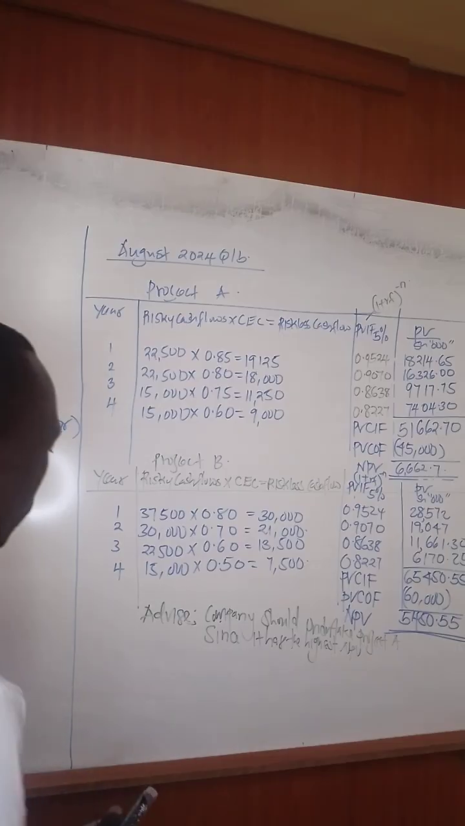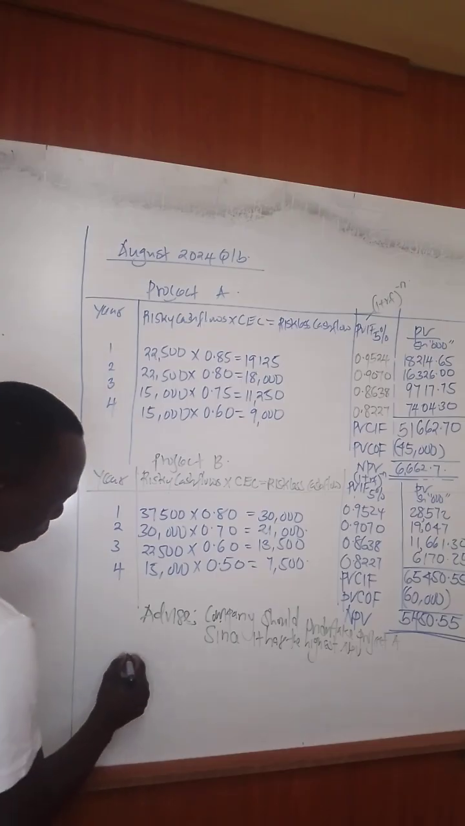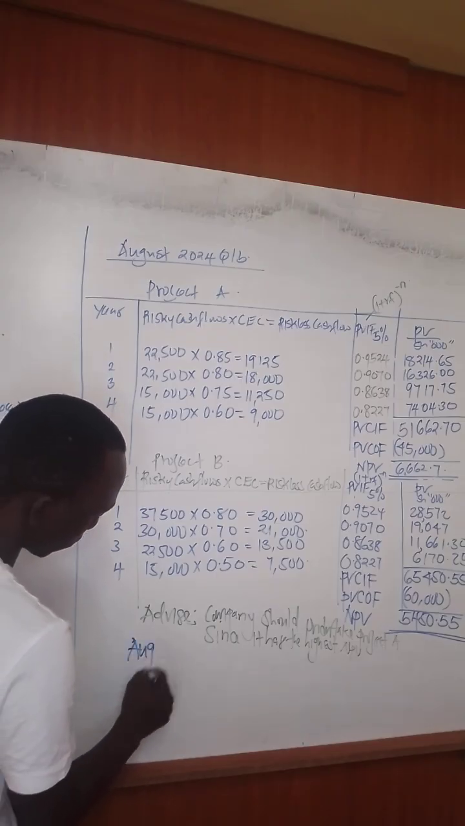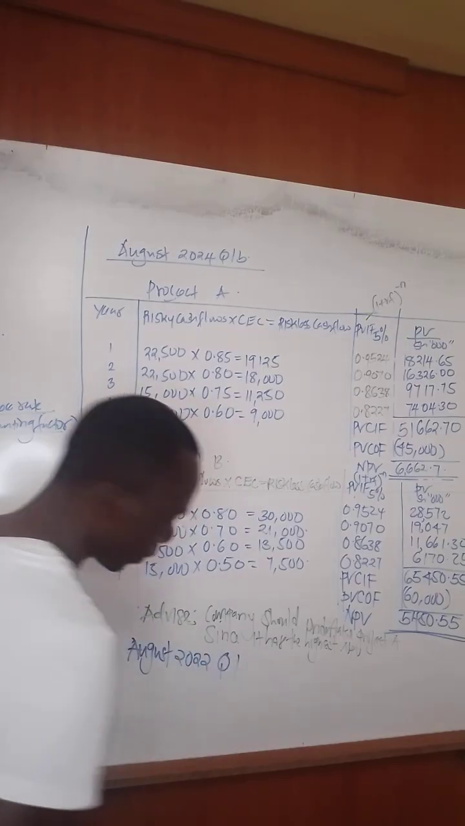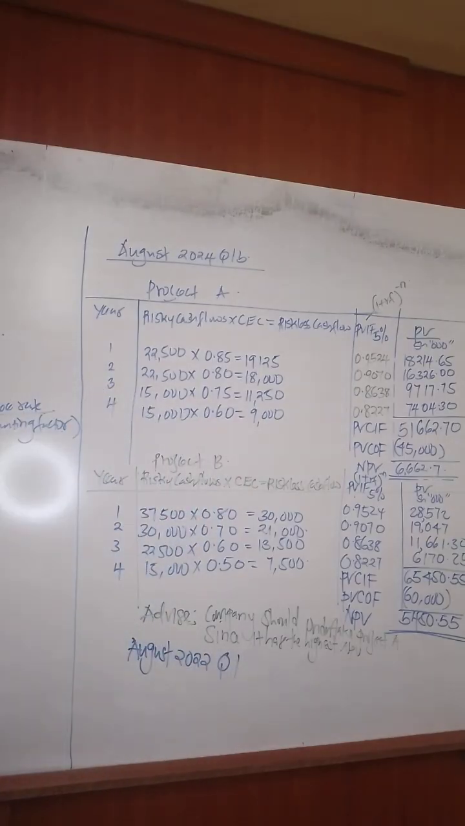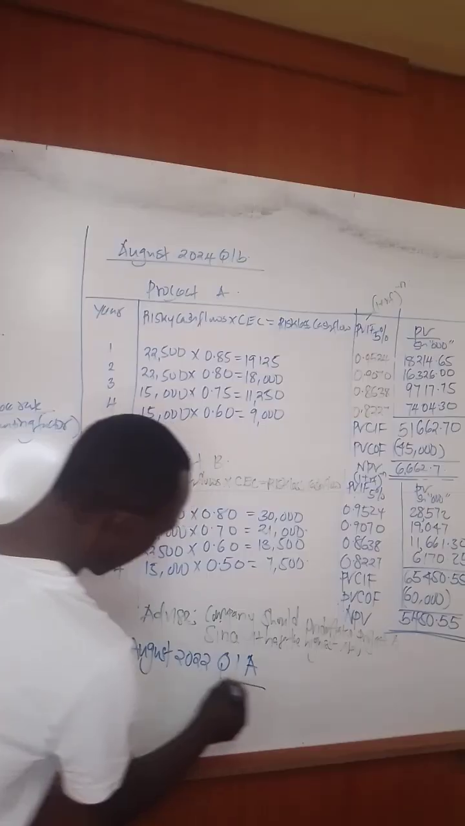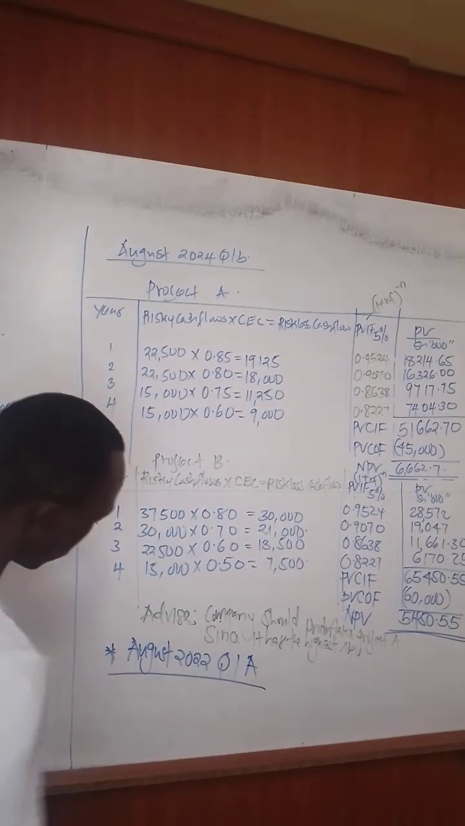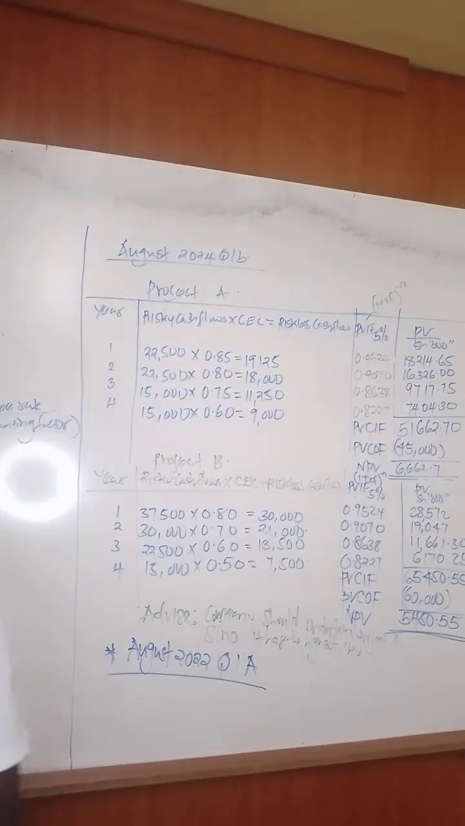So that is how you compute for the certainty equivalent coefficient. So also you can look at another question which was set in August 2022, question number 1A. That will be the assignment, which we will be looking at later on.